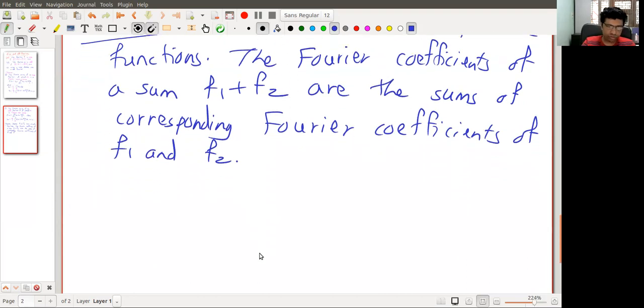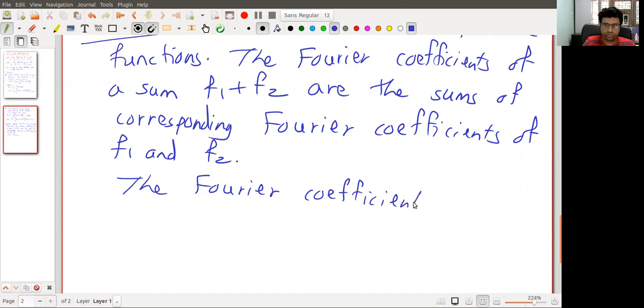The Fourier coefficients of c times f, c is constant. c times f, f is periodic function, c is constant. So Fourier coefficients of cf are c times the corresponding Fourier coefficients of f.